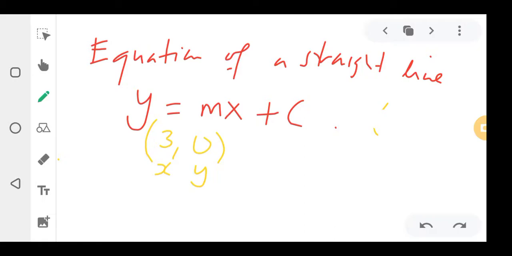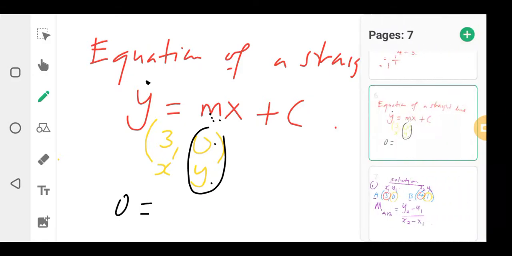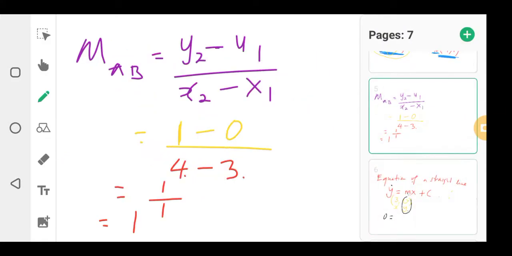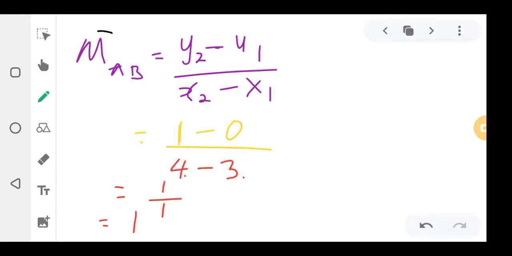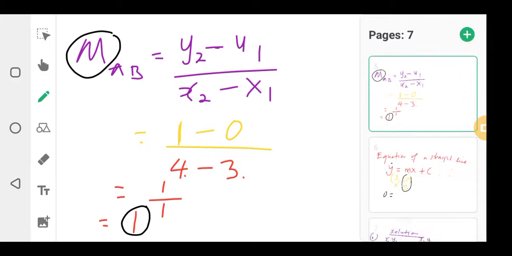So the equation starts with y. So it means on y, I have to put what? Y, I'm putting 0 because y here is 0 on top, you can see. So on y, I put 0 is equal to m. M means a gradient. This m means a gradient, the one that you calculated, okay? This one, this is m. And m is actually what? 1. So on m there, I put 1.